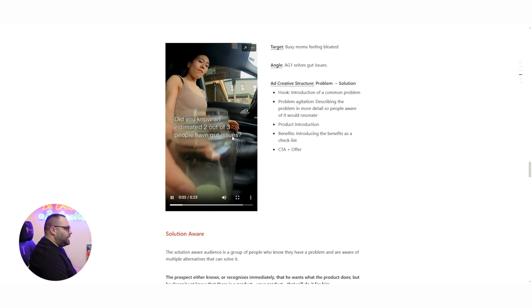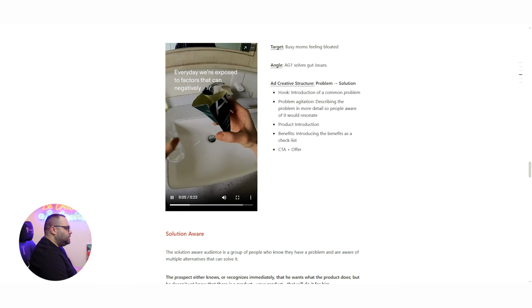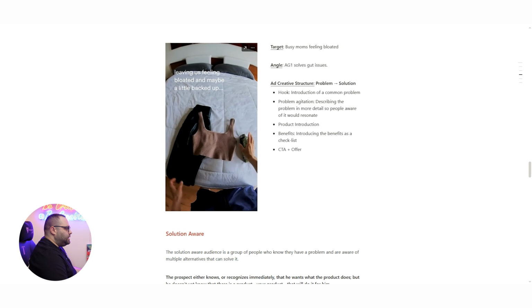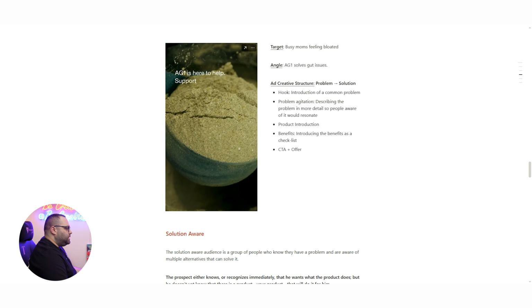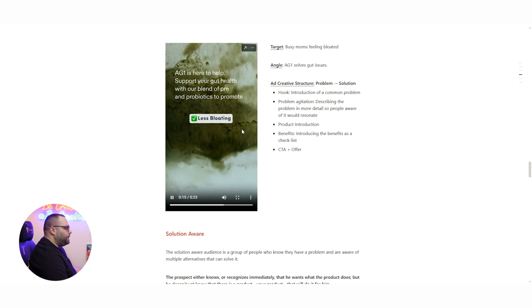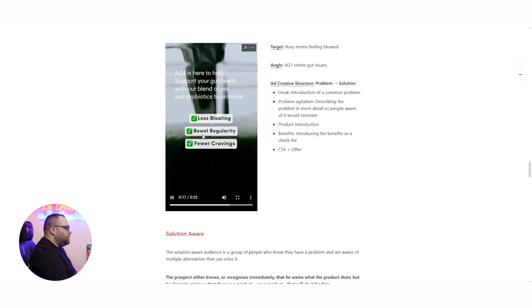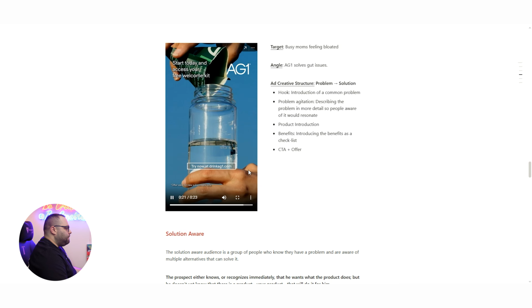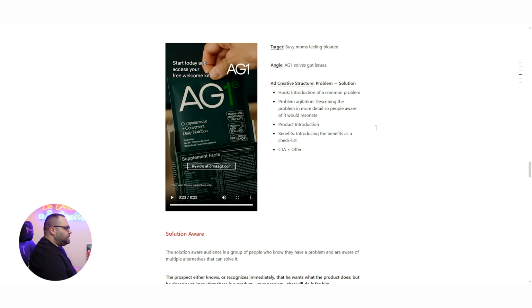2 of 3 people have gut issues. Okay, so it's making you search also if you have gut issues. Bloated, it's a gut issue. Okay, gut health, lower bloating, bowel regularity and all of that. Perfect, okay? And she's a mom because it has a child and all of that, okay?